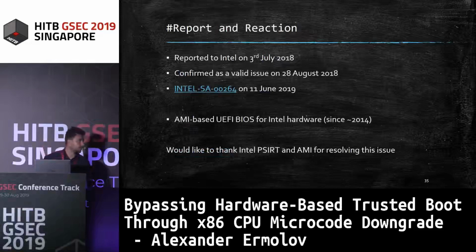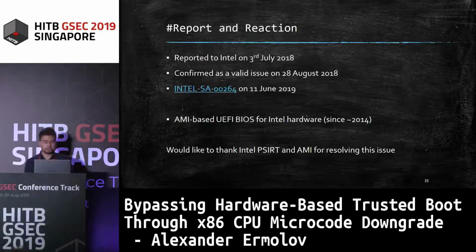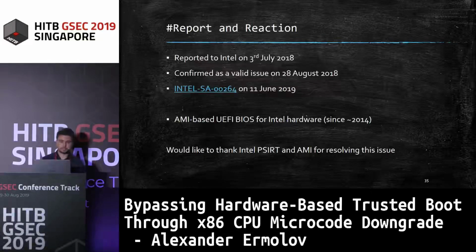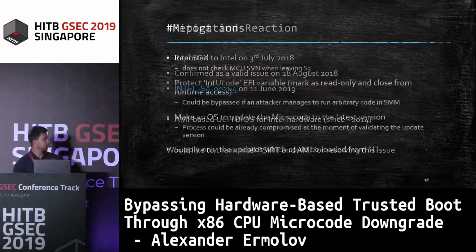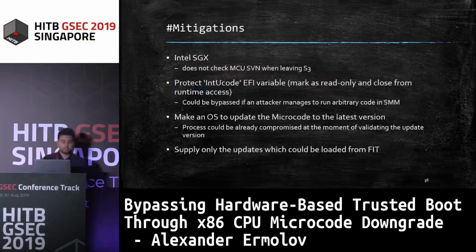So the problem, this is a supply chain problem. I reported it to Intel about a year ago, and it took a long time to implement fixes and mitigations. So let's talk about the mitigations.